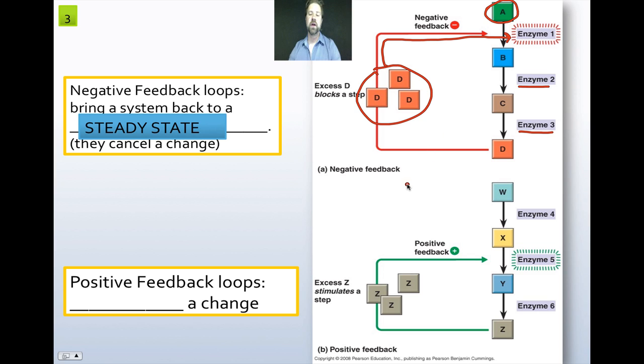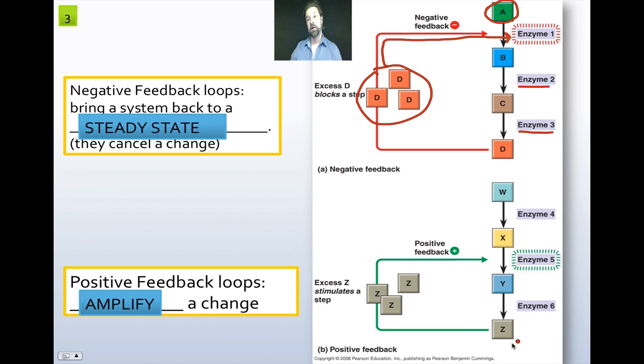We also have another system in play called a positive feedback loop, which is kind of the opposite. It doesn't bring things back to a steady state. Instead, it amplifies a change. It makes more happen. So in this case here, we have substance W, which changes to X at a later time, which changes to Y, which changes to Z. All of these changes are being helped by enzyme 4, 5, and 6. All of them are on in order for this to happen.